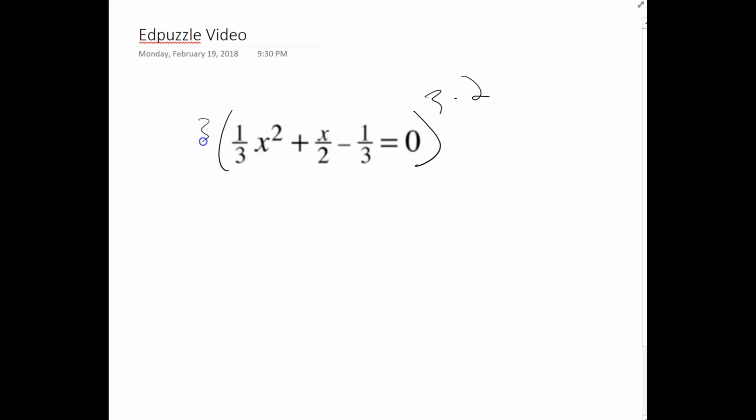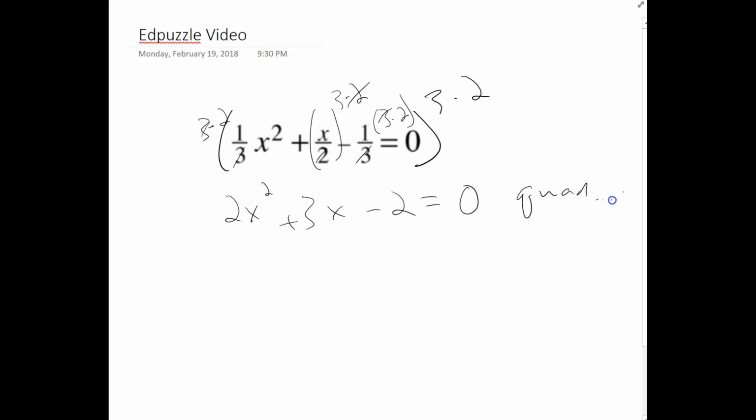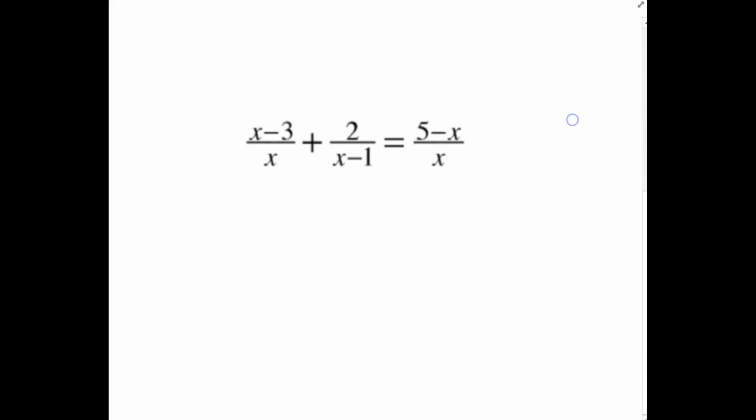Here, if you multiply this by 3 times 2, the 3's will cancel. 2x squared. Okay. This one, 3 times 2, 2's cancel. 3x. This one, 3 times 2, 3's cancel. You're left with 2. And that's just 0. Okay? And then you rewrote it, and now you just solve the quadratic however you want. So let's apply that here.